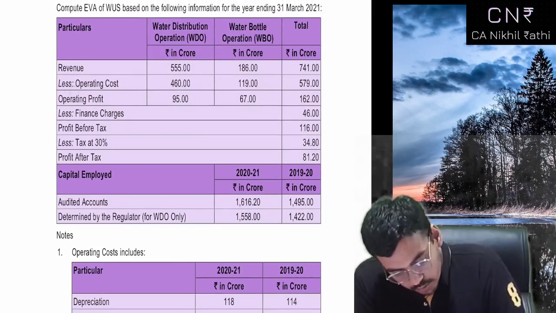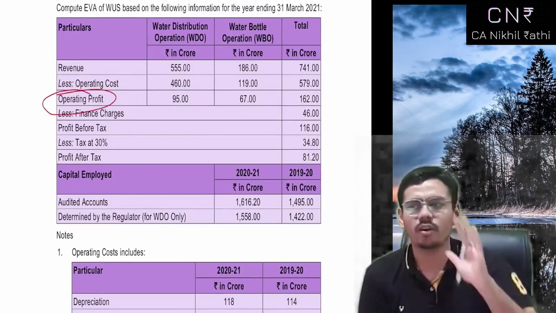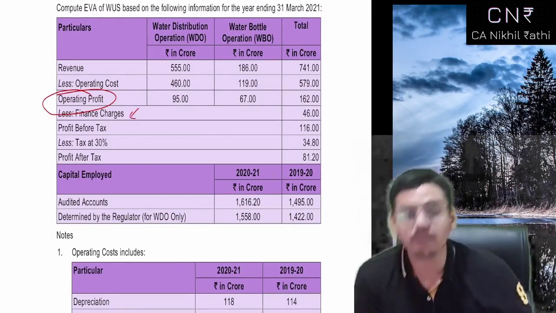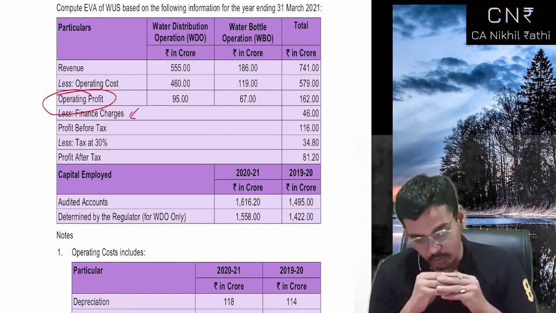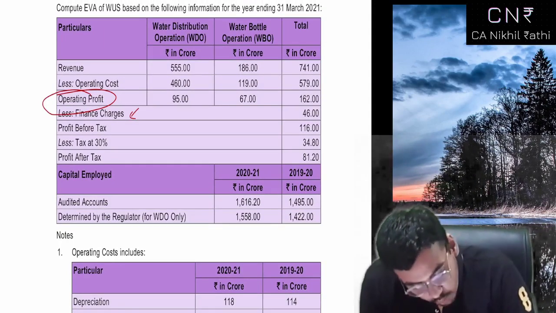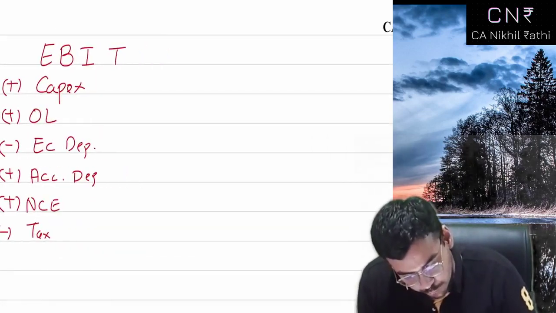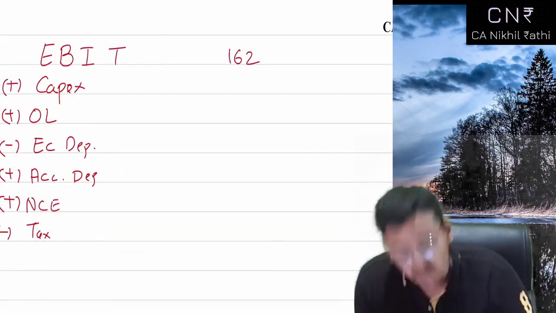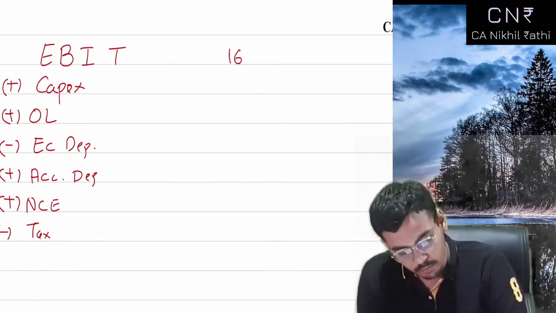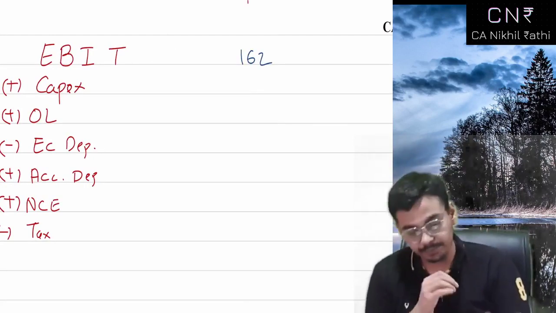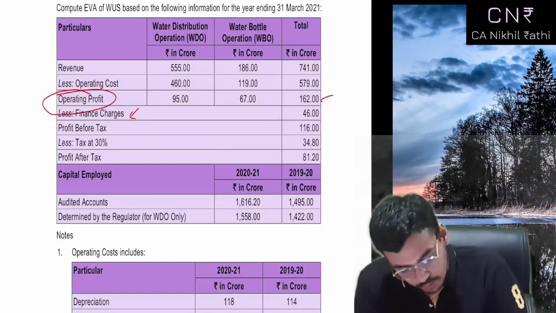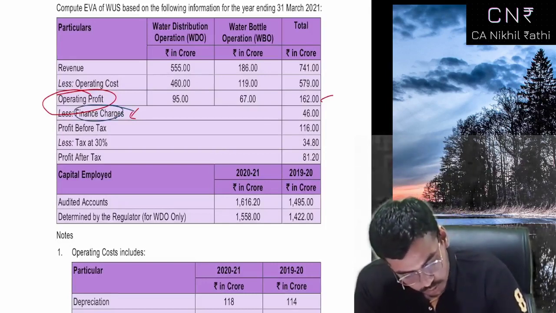Operating profit is your earning before interest and tax, because they specifically said finance charges. Finance charges are your interest expenses. That's the terminology. Now operating profit is 162. So earning before interest and tax is 162. Then leave finance charges.